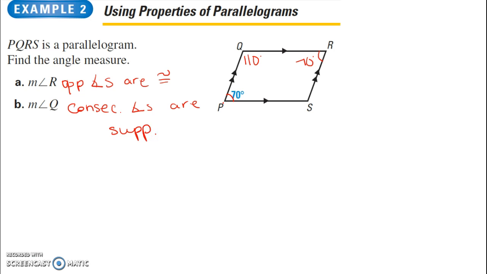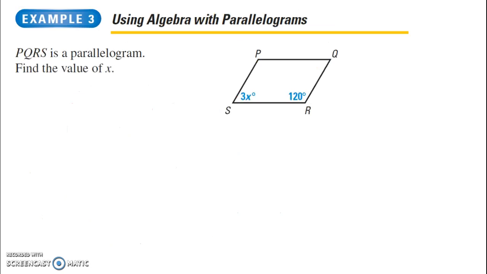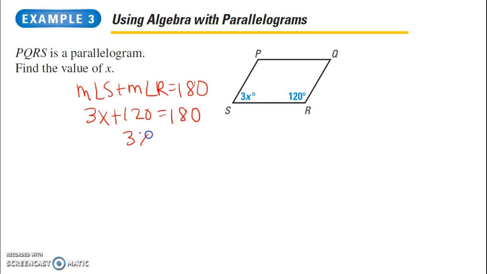Alright, and the last example, example 3. We're going to throw a little bit of algebra into this one. We have PQRS as a parallelogram, find the value of x. Because consecutive angles are supplementary, these two, S and R being next to each other, have to add up to 180. So I have 3x plus 120 has to equal 180, and when I solve that, I get x equals 20. Okay, and that's all you have to do for this section.